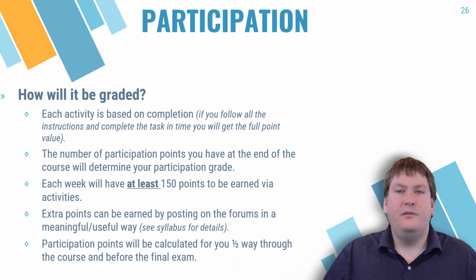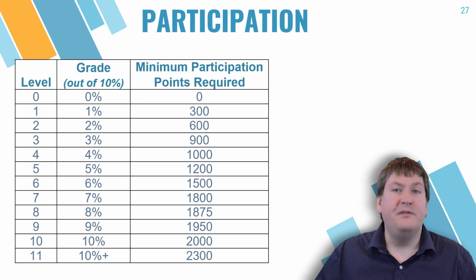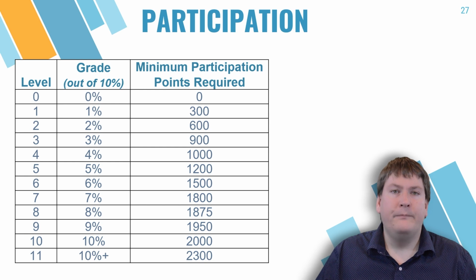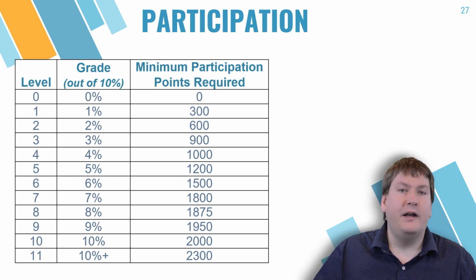So the number of participation points you have at the end of the course will determine your participation grade. Here we can see a table of how participation points will be translated into your final participation grade. This works like experience points in an RPG video game, if you're familiar with those. To go up a level or a grade point, you need to get your participation points above the minimum required amount. So for example, to attain a level 4 worth 4% of your final grade, you will need to have 1,000 participation points or more. If you only have 999 points, that's still a level 3.